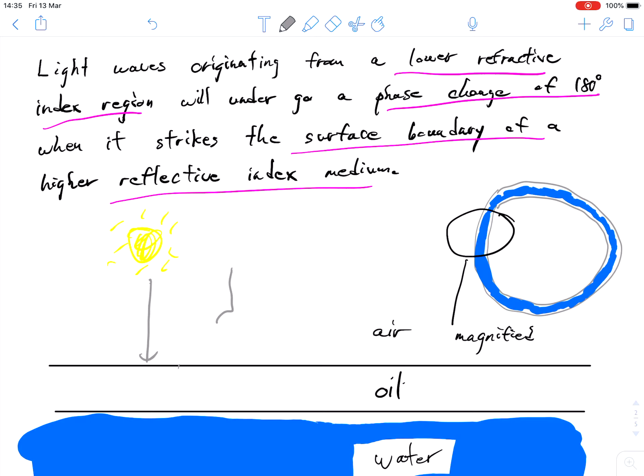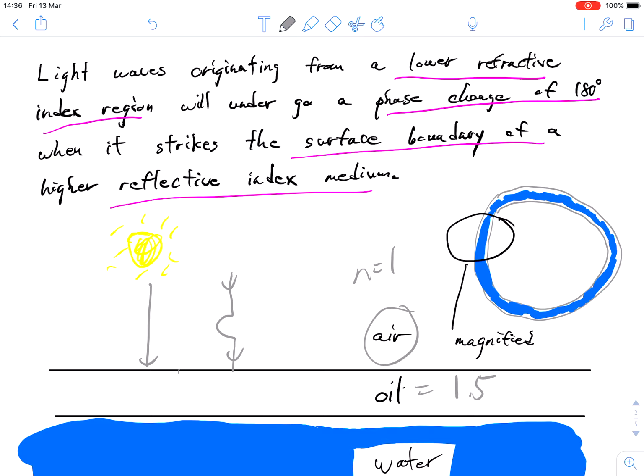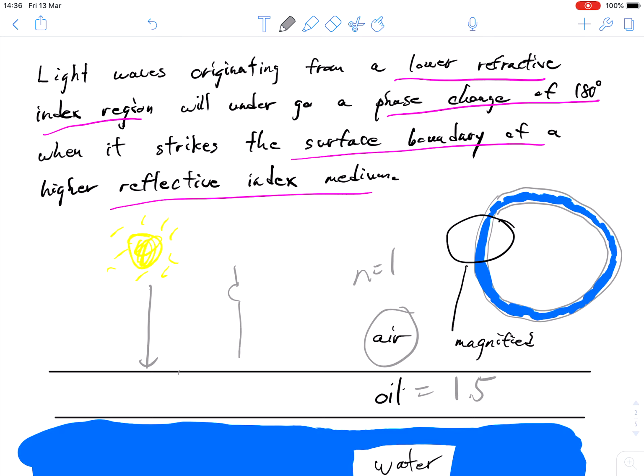When that happens, it's going to cause a phase change when we have air, which has a refractive index of 1, and oil, which is about 1.5 or so. So it's going to come in, and then it's going to rebound in the same area, but I'm going to draw it over here, in the opposite direction. Really it's traveling further and further down, and then eventually it's going to begin reflecting down here.